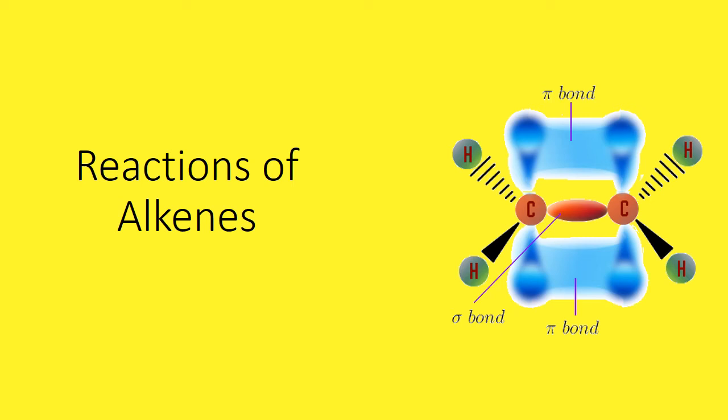Hello and welcome to this video on reactions of alkenes. What we're going to do in this video is two things. First, we're going to have a look at electrophilic addition reactions, specifically with hydrogen bromide. You'll be familiar with addition reactions and electrophilic addition reactions; we'll just take it one step further in terms of detail. So that's the first thing that we'll do in the video.